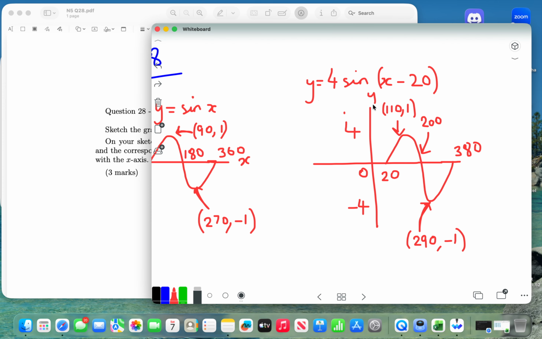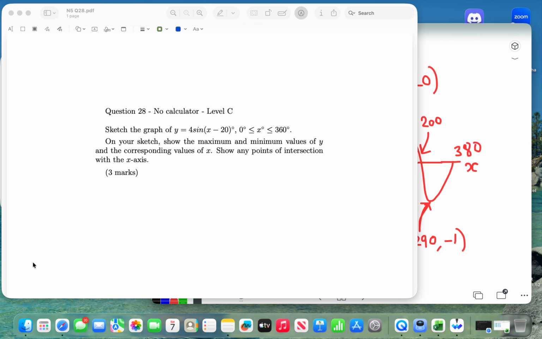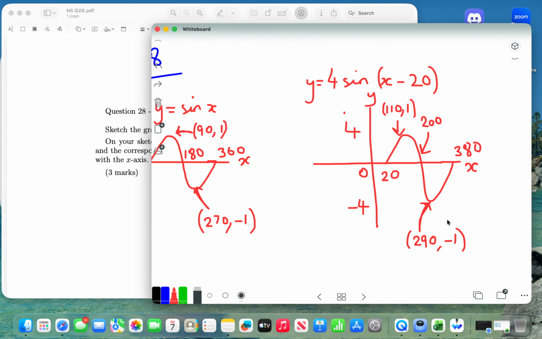Bit of an issue though, and many pupils would fall for this one. The range is 0 to 360 for the x. And what this means is we have to continue the graph going back along the x-axis from 20 to 0.